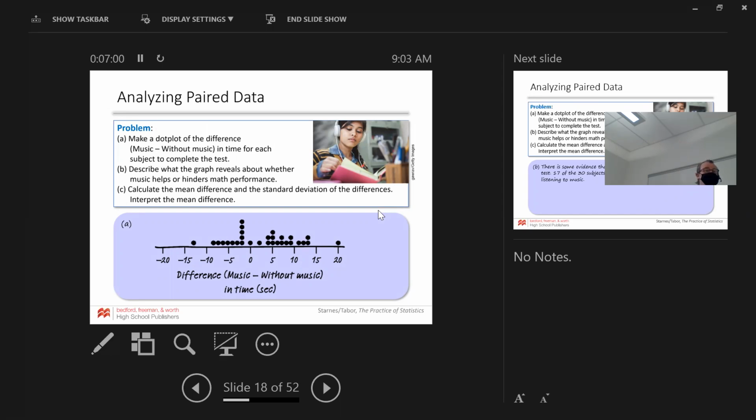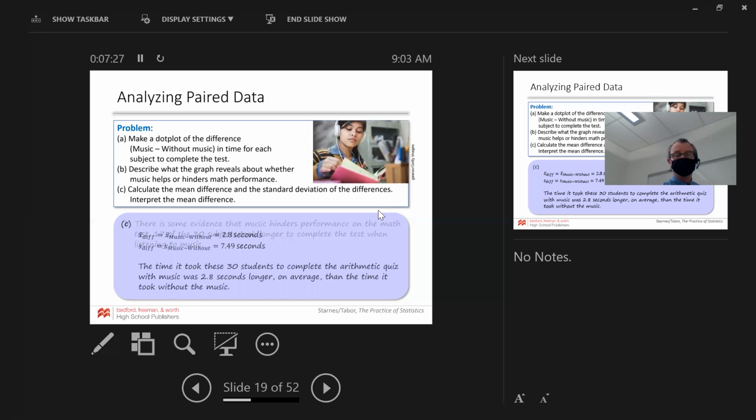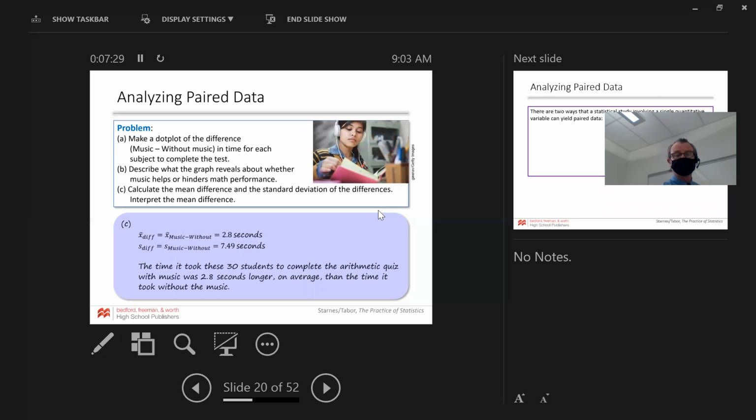Which they did, which we didn't have to do. Why not? Why do you not have to draw that picture? Because the sample size is 30. That's what that picture does for you. So they did it. It doesn't mean you need to. There's the step.